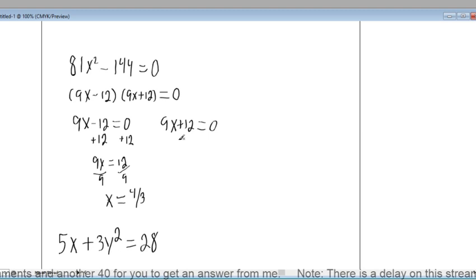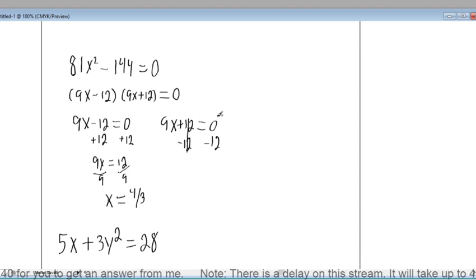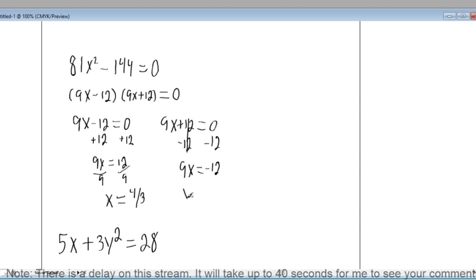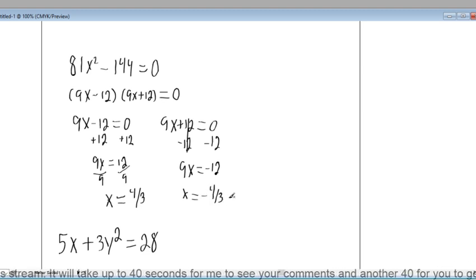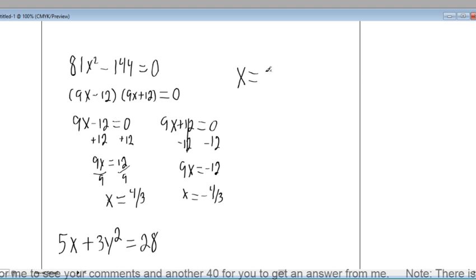This one, same thing. Subtract 12, though, to get rid of it on that side. We get 9x is equal to negative 12. Divide by 9 on both sides, and we're going to get that x could be negative 4 over 3. So here's our plus or minus thing again. X could be positive 4 over 3 or negative 4 over 3, or we could just say plus or minus 4 over 3.